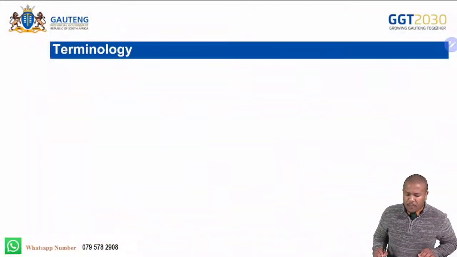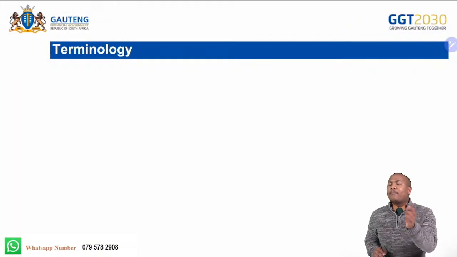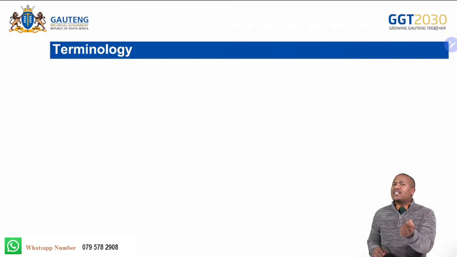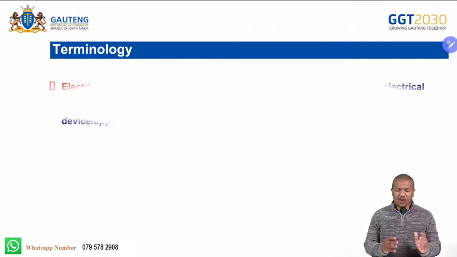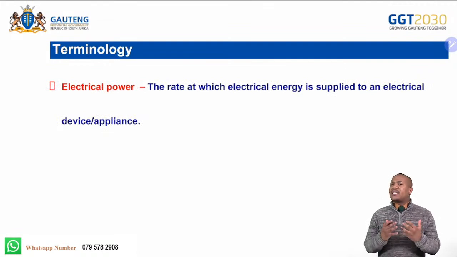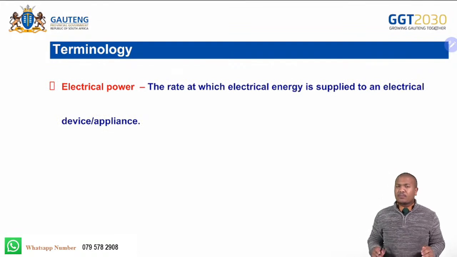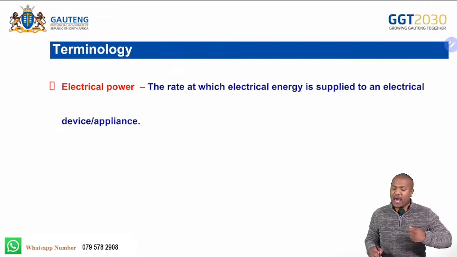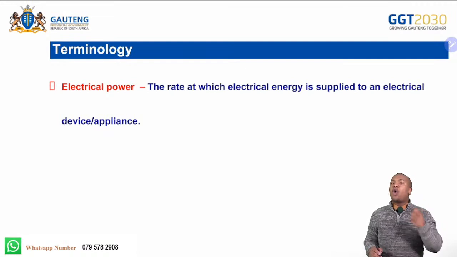Welcome back, grade 9s. Now, I hope you had ample time to copy down the corrections, right? Let's move on. Now, let's look at the important terms that are associated with this lesson, right? First of all, we have electrical power. What is this electrical power that we're talking about here? Electrical power is the rate at which electrical energy is supplied to an electrical device or an appliance, right?